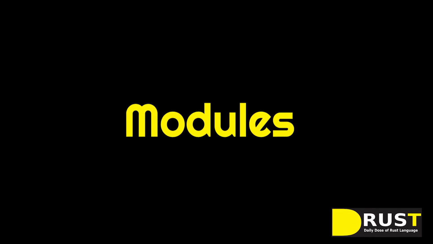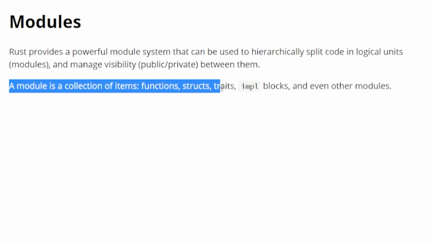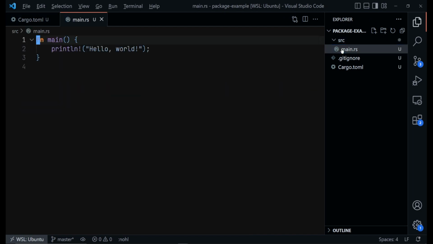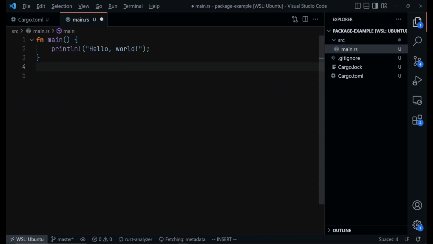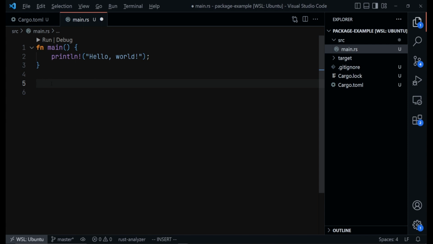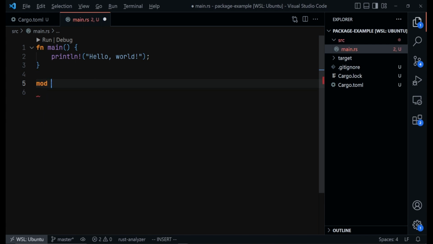And then according to Rust, a module is a collection of items: functions, structs, traits, implementation blocks, and even other modules. So to give you an example, here we have the main function, which indicates that this is a crate, okay, a binary crate. Okay, so you define a module by using the mod keyword, and then you provide a name. Let's just call this services.